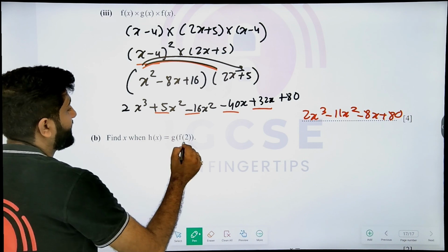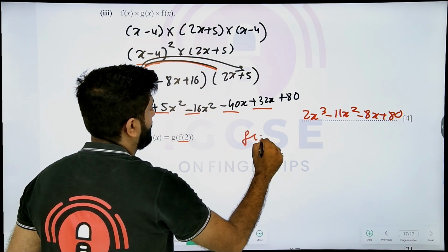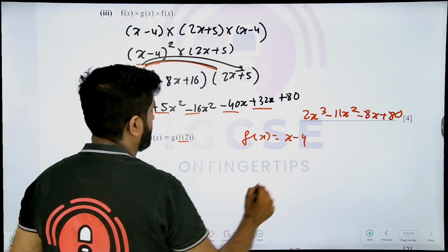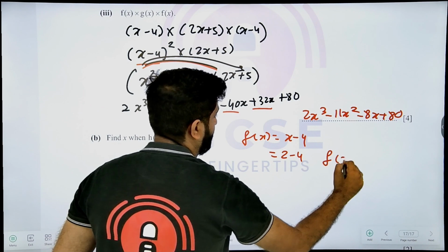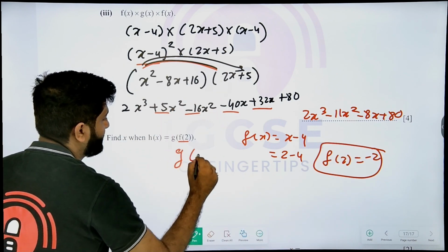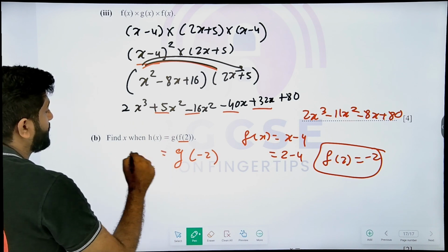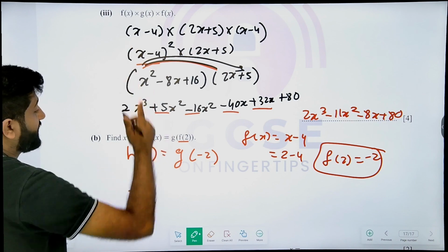Now next is find x when g of f of 2 equals h of x. Okay. So first let me find f of 2. What is f of x? I know f of x is x minus 4. So f of 2 is going to be 2 minus 4. That is f of 2 is negative 2. So I now have to find out g of negative 2 equals h of x. Now what is h of x, guys? H of x is 3 raised to x.